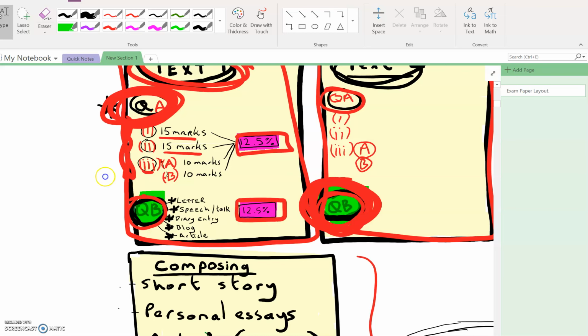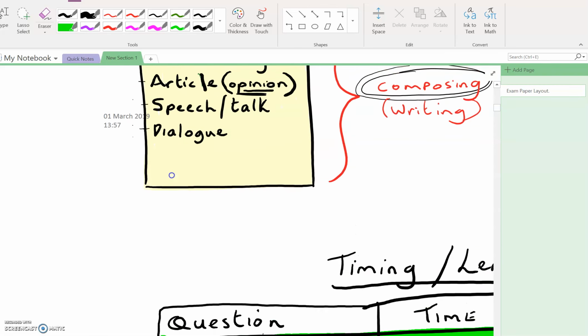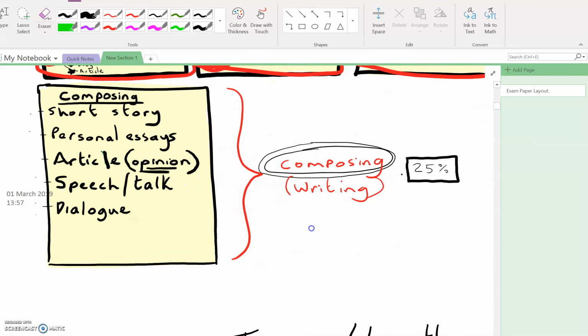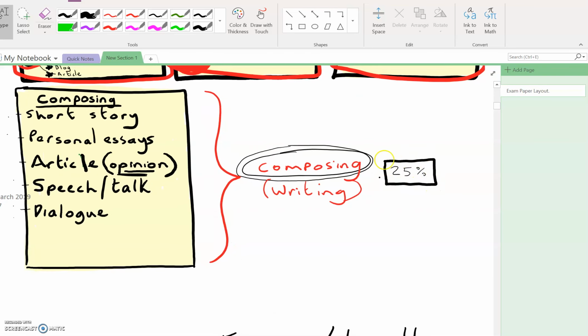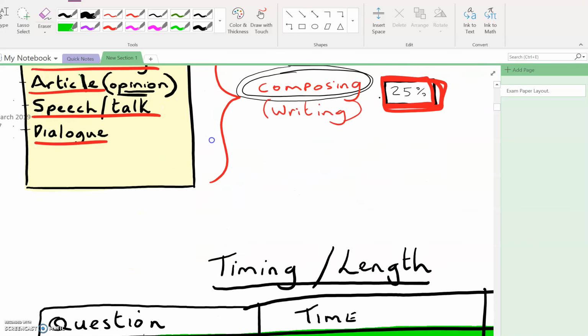The question B's are also worth 12.5%. That's a big chunk. And into the second section then, when you finish doing A and B, and we look at time in a second, you've got section 2, the composing and writing section, which is 100 marks, which is an overall grade of 25% of your overall English paper. That's a lot of marks. You get short stories, personal essays, articles, speeches, talks, or dialogues, or various other bits and bobs, and later videos will show you how to answer each of those questions.